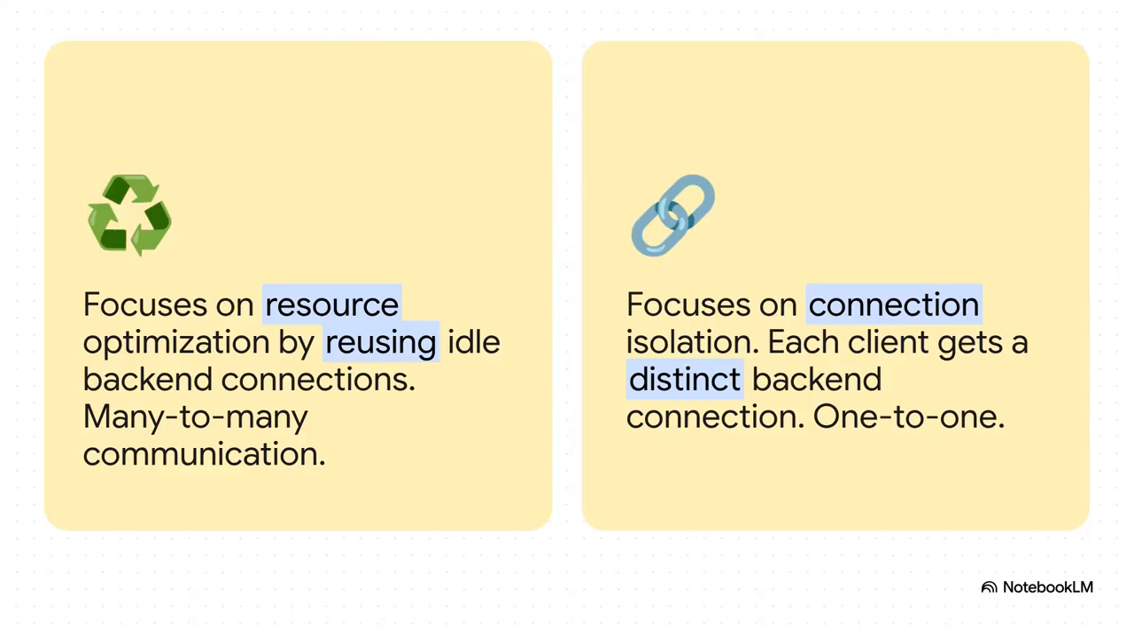On the left, you've got the default model, which is all about resource optimization. It does that by reusing connections, which creates that many-to-many flow. Then, on the right, you have the new dedicated model. Its whole focus is on connection isolation, guaranteeing that perfect one-to-one mapping.